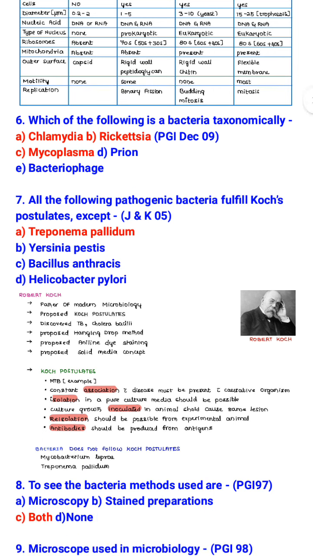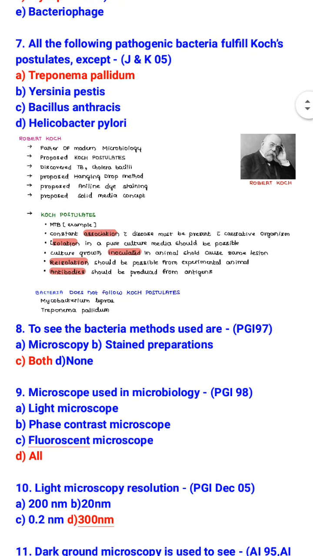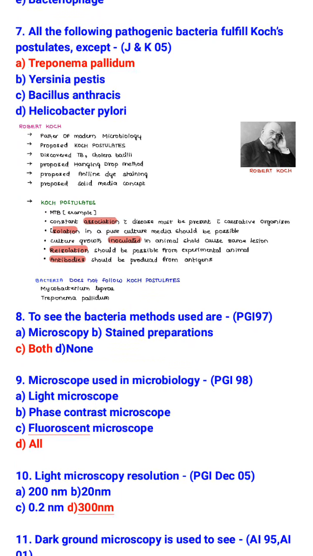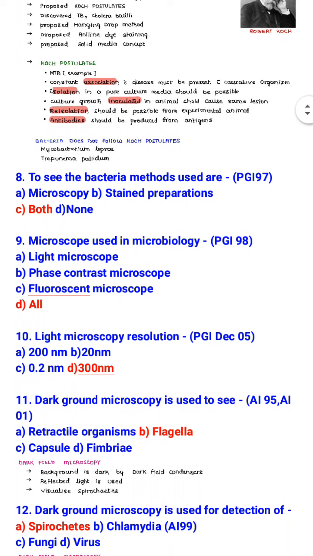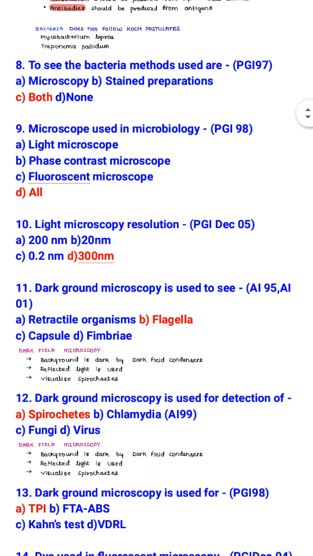Other one is Mycobacterium leprae. These don't fulfill Koch postulate. To see the bacteria, methods used are microscopy and stained preparations. Microscopes used in microbiology are light microscope, phase contrast microscope and fluorescent microscope. Light microscopy resolution is 300 nanometer.